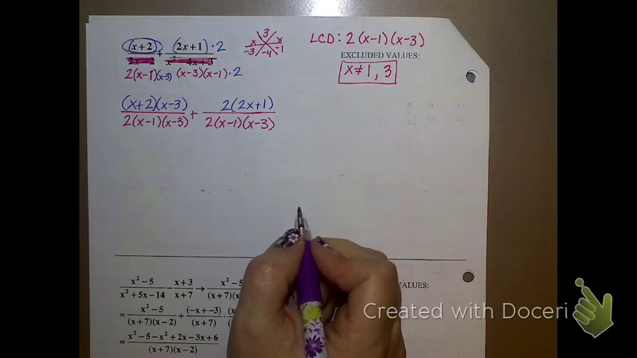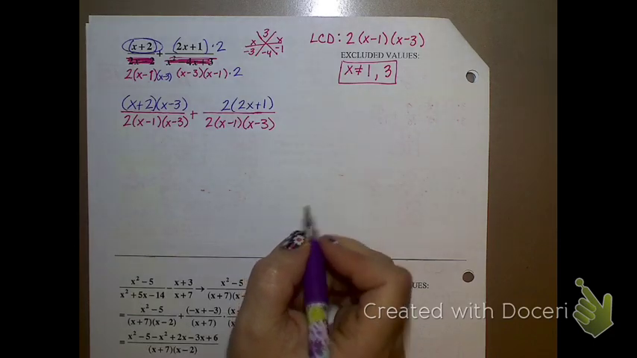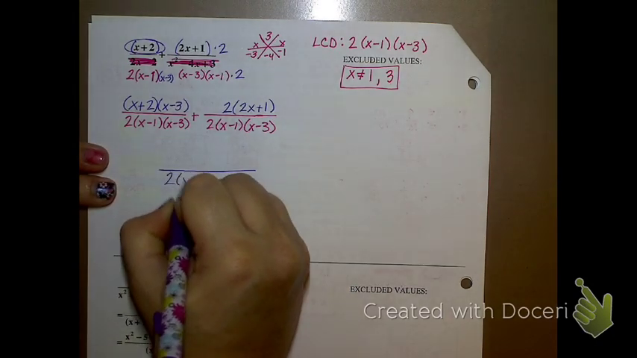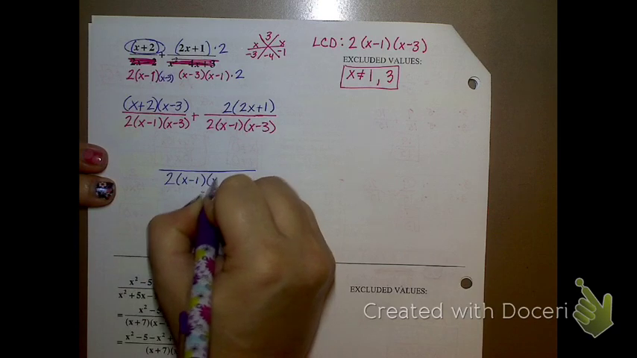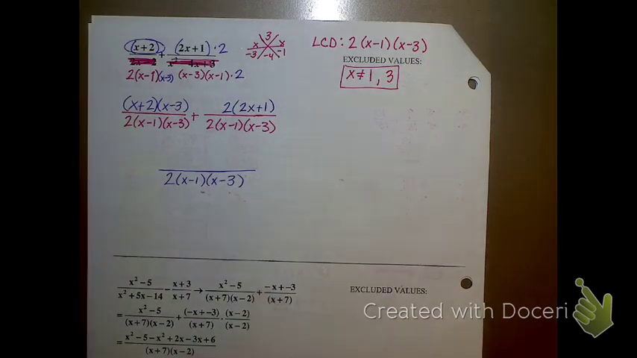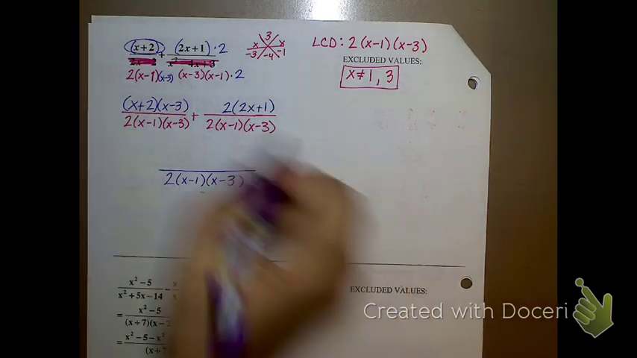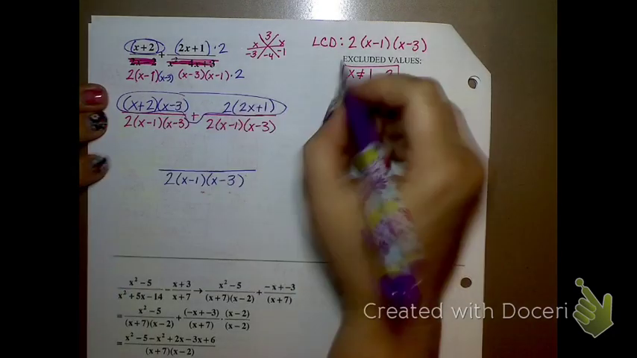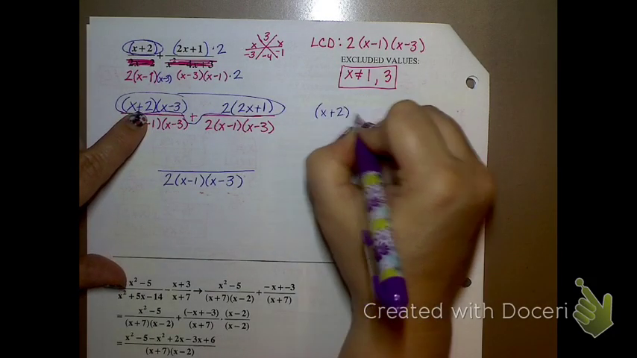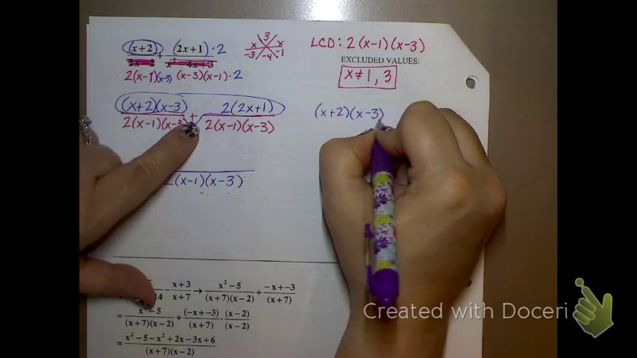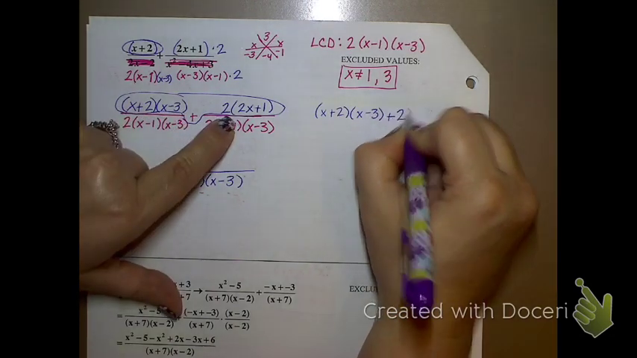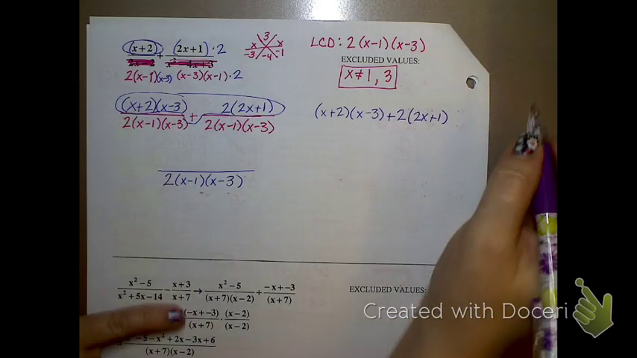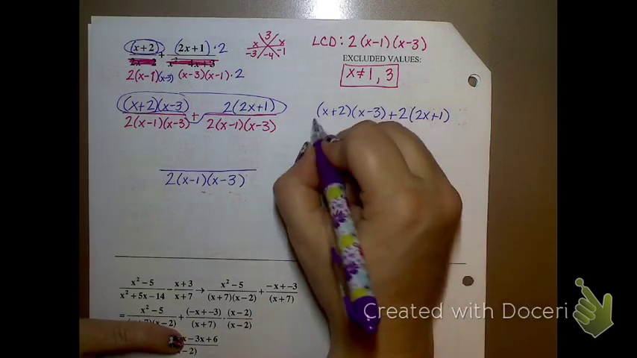So far, so good? Now I do the adding part. So when I add these, I'm going to get something that has 2 parentheses x minus 1 parentheses x minus 3. And let's look at those numerators. I'll try and do it on this paper because I think I have a little more room. If I look at my numerators right there, I have x plus 2 parentheses x minus 3 plus 2 parentheses 2x plus 1. Right? This is like something you would have seen on your last test. What do I need to do here?